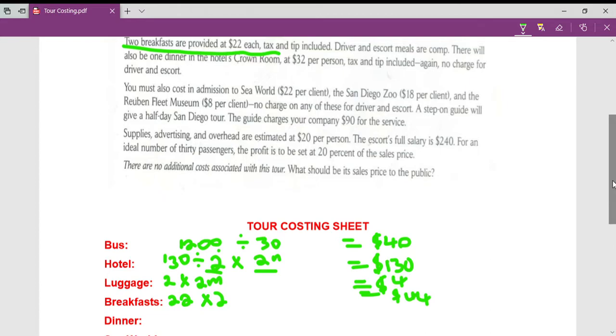All right, let's move on. Information such as the driver and escort, don't worry too much about that. They always get complimentary meals and accommodation and so forth.